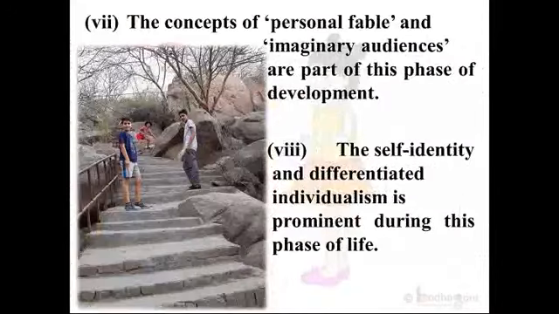Dear friends, the concepts of personal fable and imaginary audience are part of this phase of development. So, Elkind in 1967 described these two phenomena which are unique to adolescents. What is personal fable? Two complexes develop in the adolescents: the idea of uniqueness and immortality or invulnerability. That is, I am unique in this world. I am the only one.